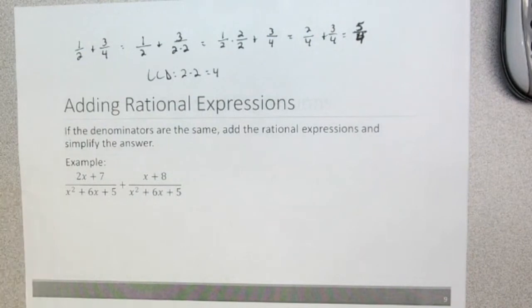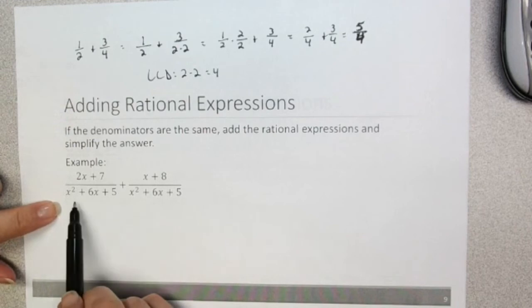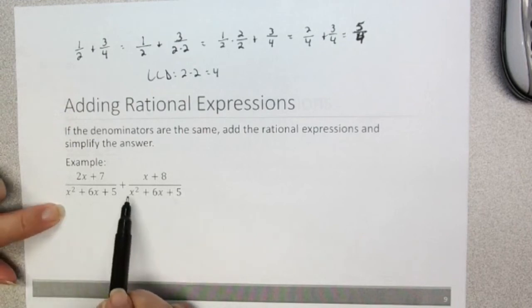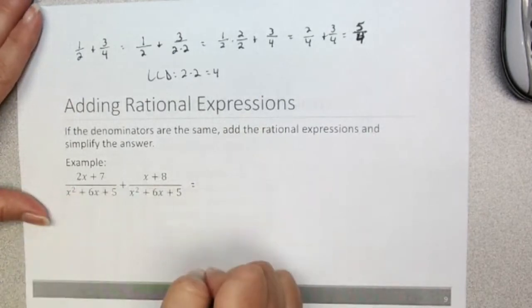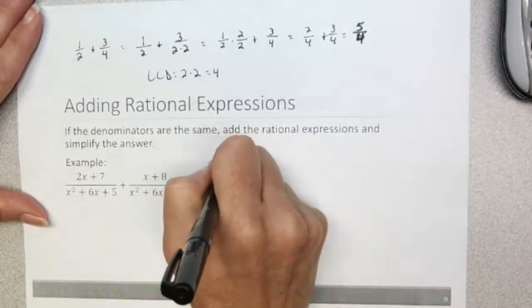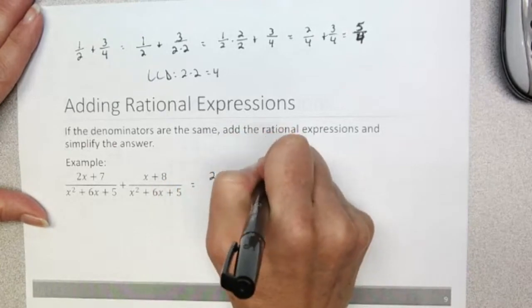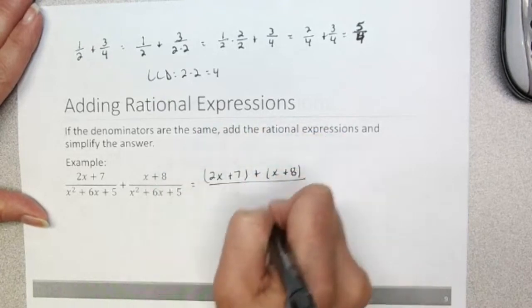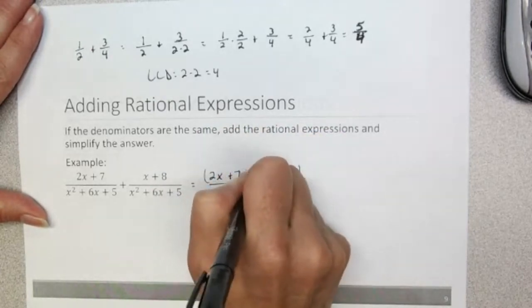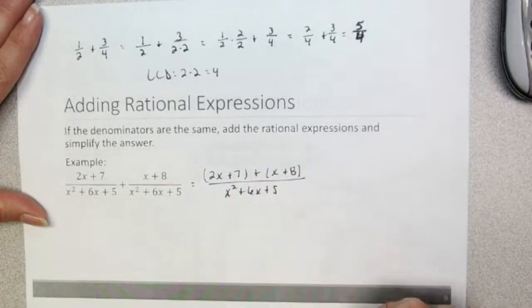But to establish this common denominator, I have to find the least common multiple of the denominators. Now, in this case, they already have the same denominator, so I don't have to worry about the least common denominator. I can just add the numerators straight across in this first example. So this is then going to be 2x plus 7 plus x plus 8 over that same denominator, x squared plus 6x plus 5.